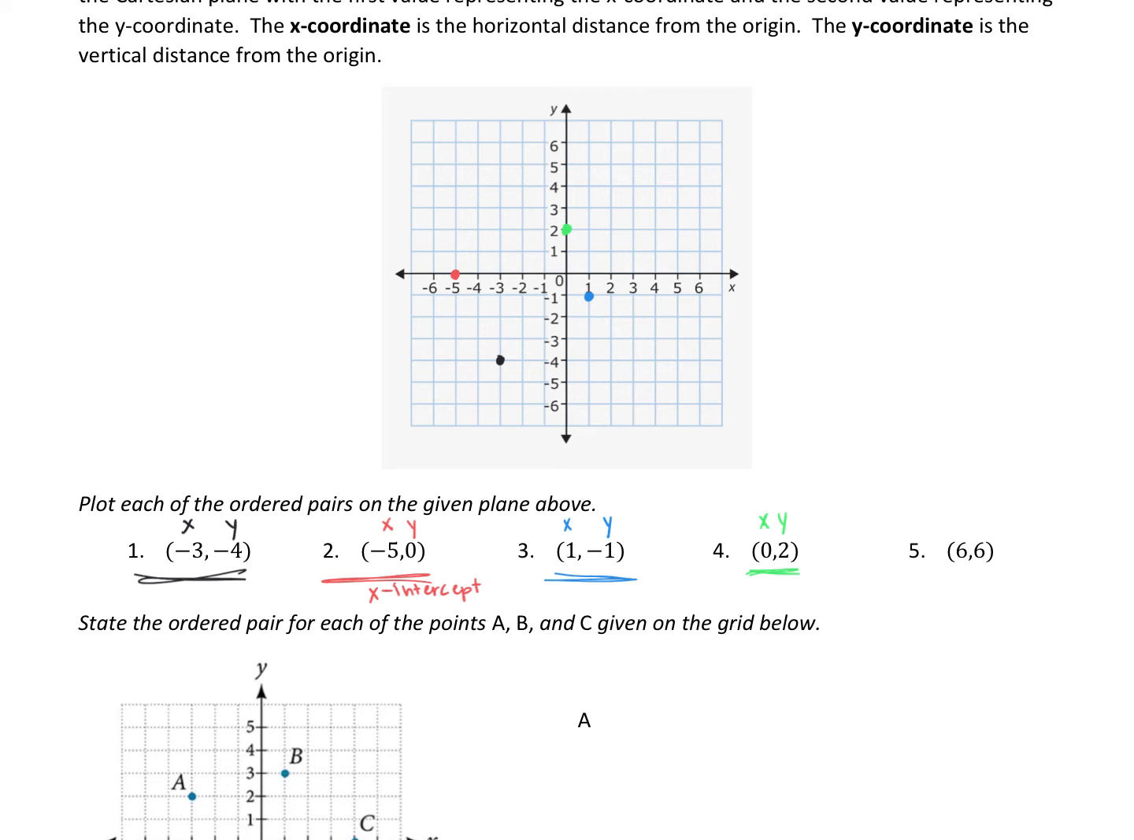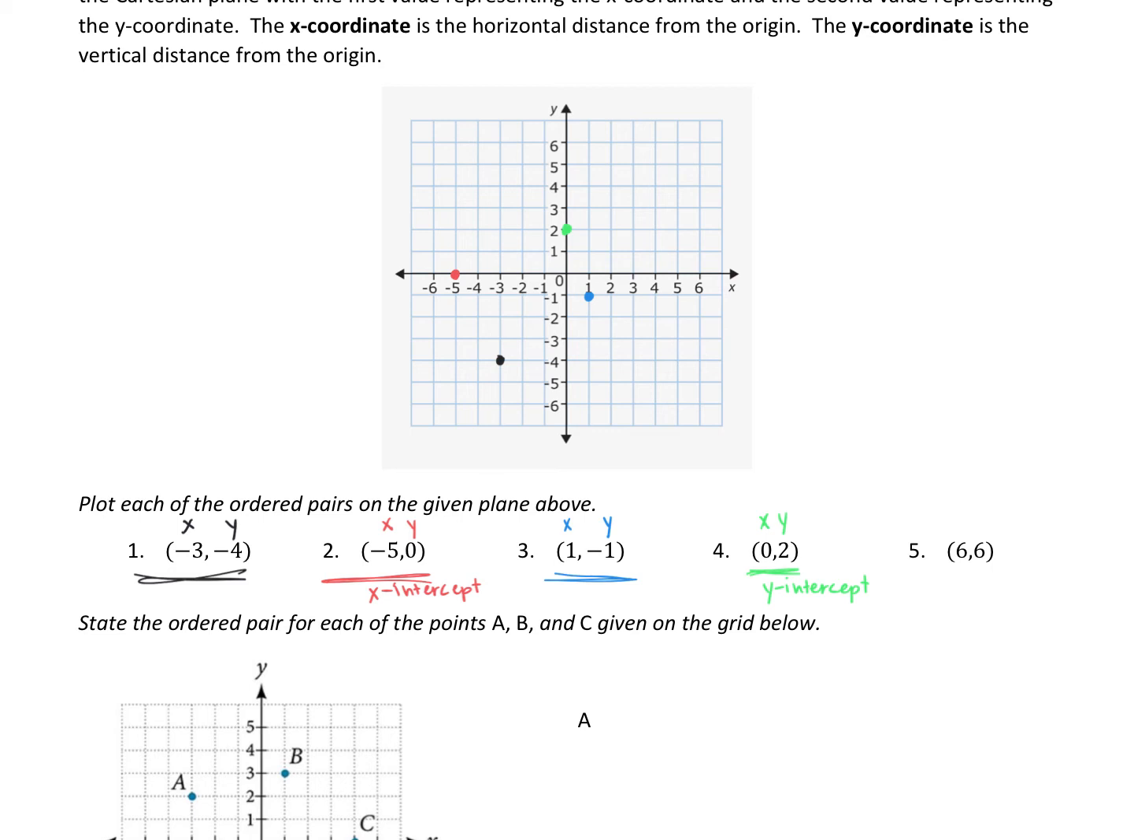So if the x value is 0, notice that means you're not moving to the left or right at all. So that means it has to lie on the y-axis. So this is called a y-intercept. So two special ordered pairs, or two types, I should say, because there are many of them that work. If one of the coordinates is 0, then that's kind of a special case. That's an intercept. It lies on one of the axes, depending on which one is 0.